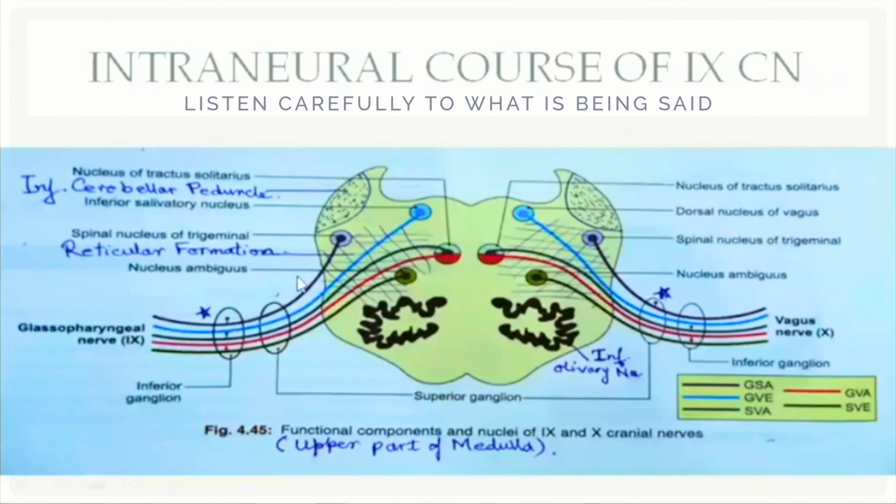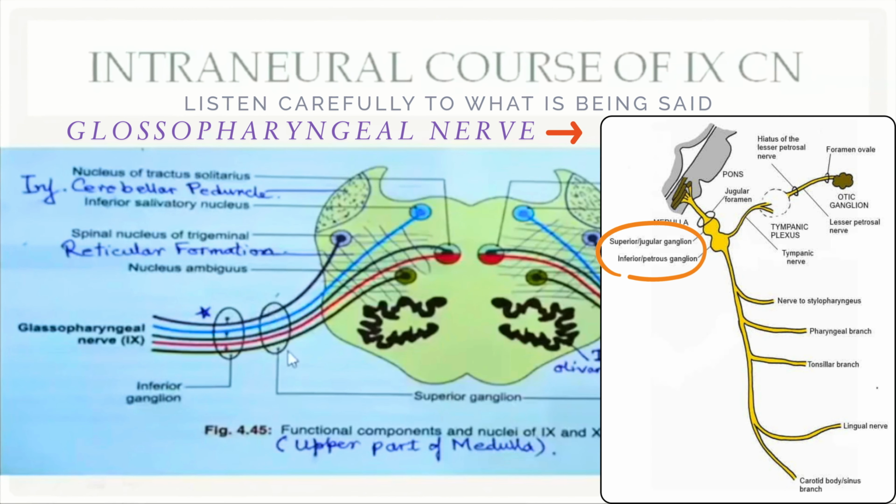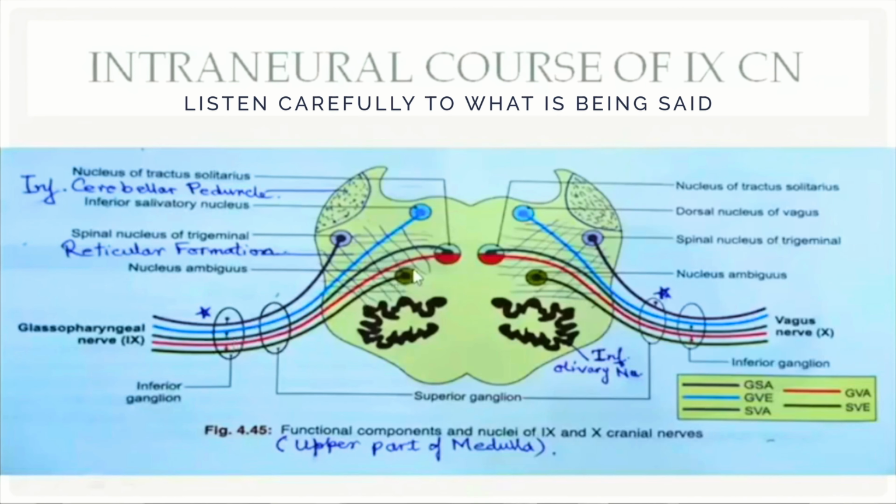Then let me tell you, while this nerve emerges outside, it actually has 2 ganglia. You have a superior ganglion and an inferior ganglion. We'll talk about it. Let's see the fibers first. Then among the afferents, remember, first of all, the visceral fibers, sensations from the visceral area, that is the posterior one third of the tongue, tonsils, soft palate, and pharynx. From this area, the general visceral afferents for general sensations will be brought in here.